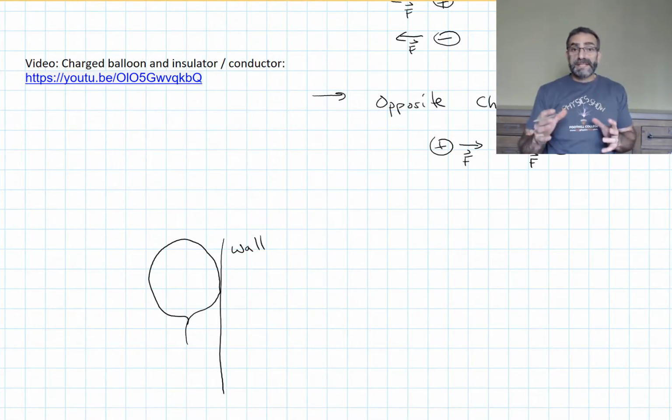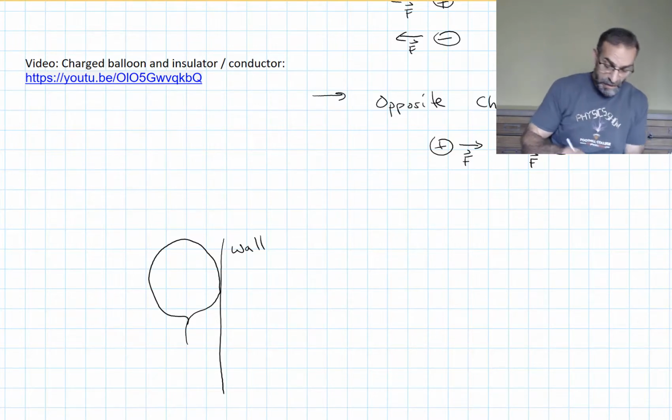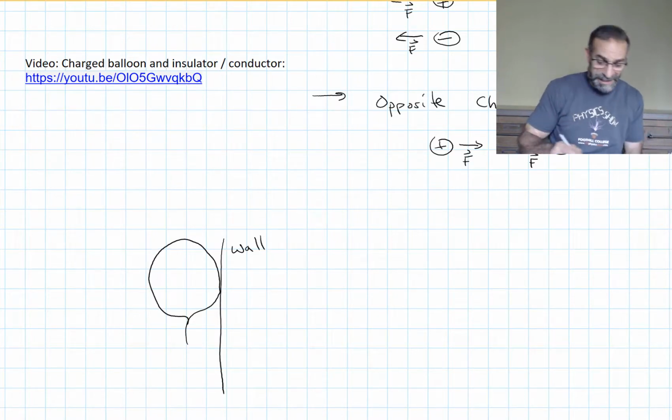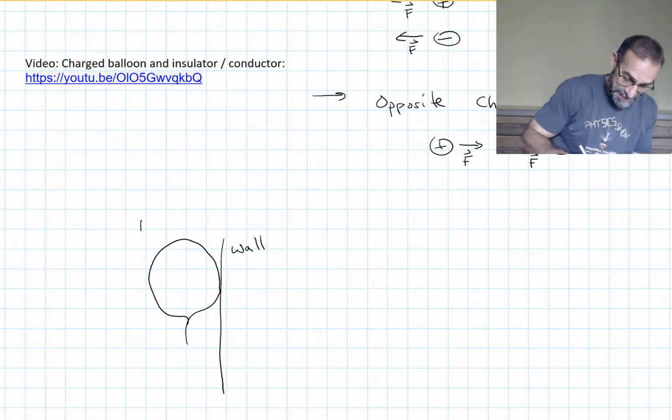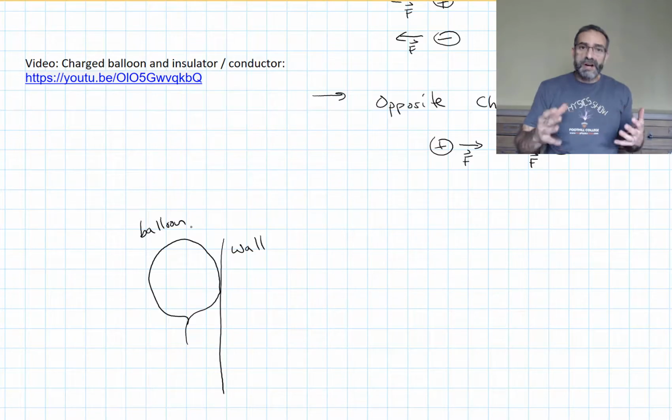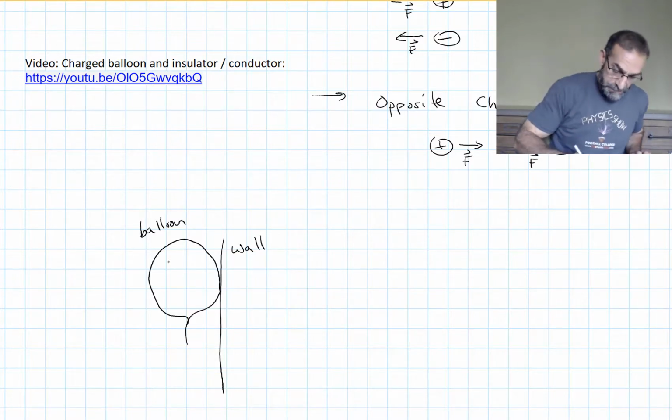When we hold up a balloon next to the wall, there's my wall, there's my balloon, and I'm not a very good artist, so maybe I should label this so you know what it is. That's a balloon, or my rendition of a balloon. Let's make our balloon negatively charged.